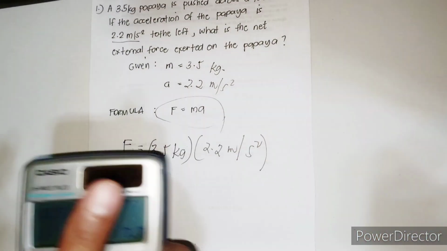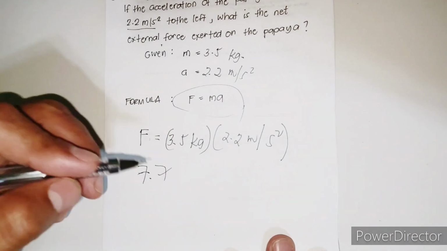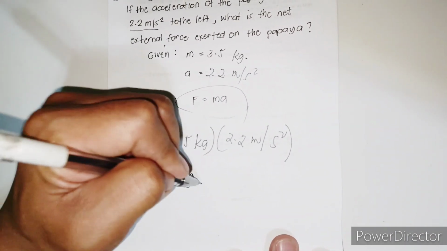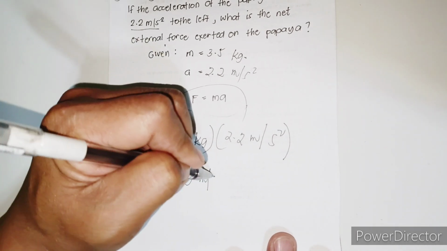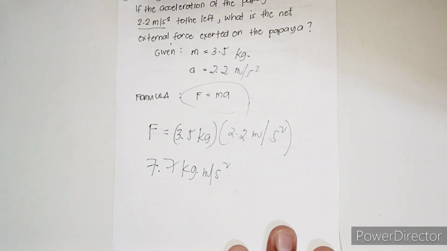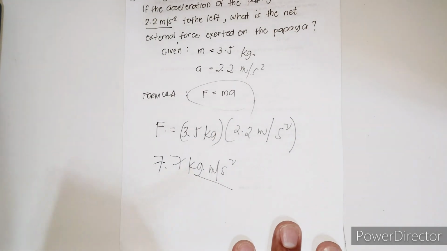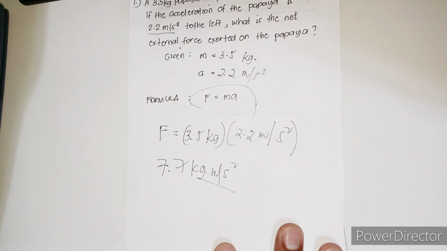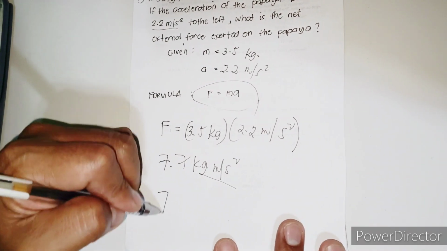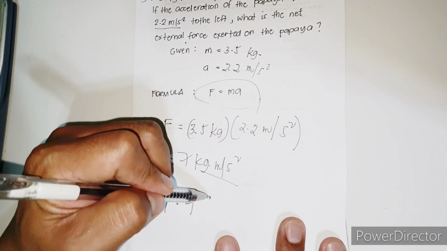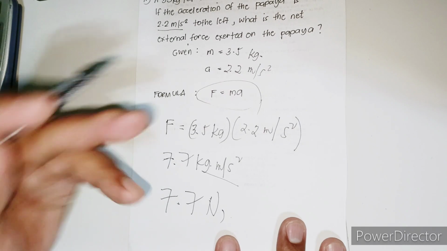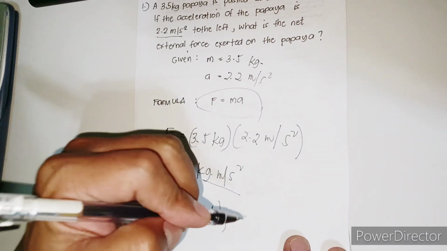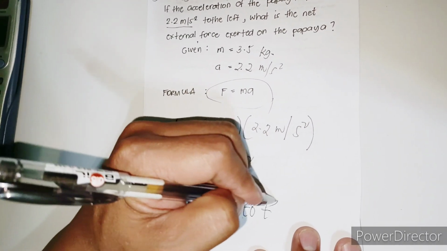7.7 kilogram meter per second squared. Pero nga sabi nga natin mga anak, kapag kilogram meter per second squared, that is always in newtons. 7.7 Newton. Sabi sa problem, itinulak niya to the left. So this is to the left.